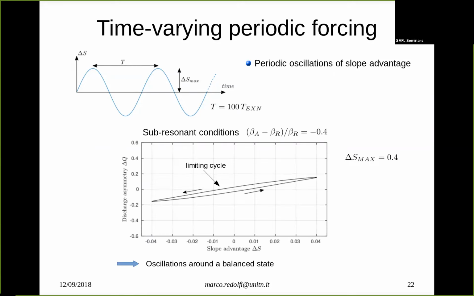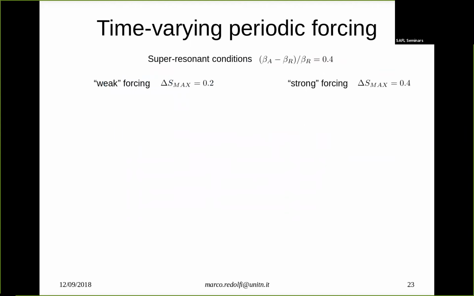Well, in sub-resonant condition, what you have is something, again, expected. You have a limiting cycle where the bifurcation oscillates around a nearly balanced state. You have some hysteresis due to the fact that you need time for the bifurcation to adapt to the varying condition. In super resonant condition, the situation is different, and it depends actually on the intensity of the variation.